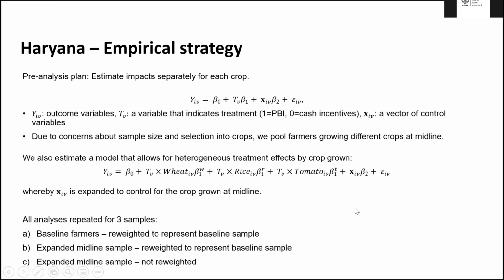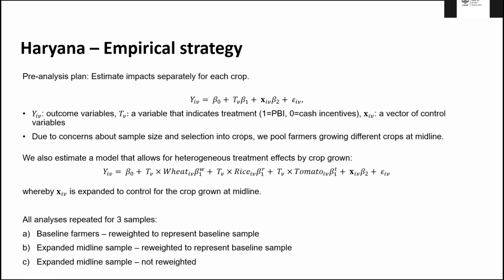And then coming back to the issue that at midline, we had to expand our sample with farmers for whom we do not have baseline data. We estimate everything for 3 samples. Baseline farmers, those we apply weighting to reweight them to represent the baseline sample, because we did not have 100% response rates on the baseline sample at midline.